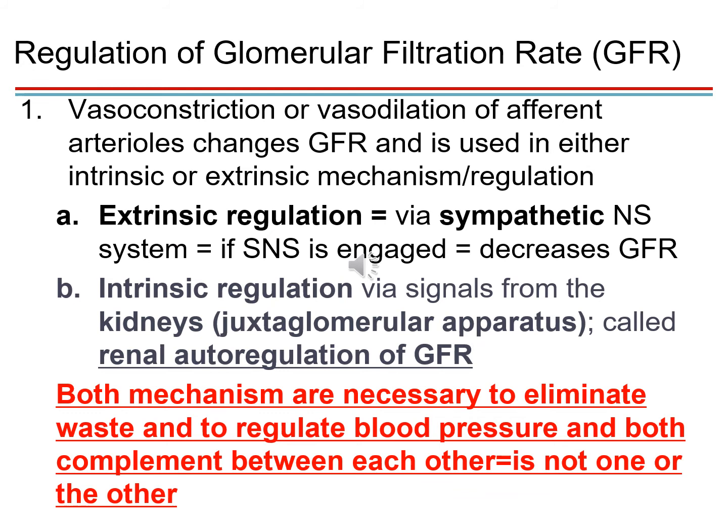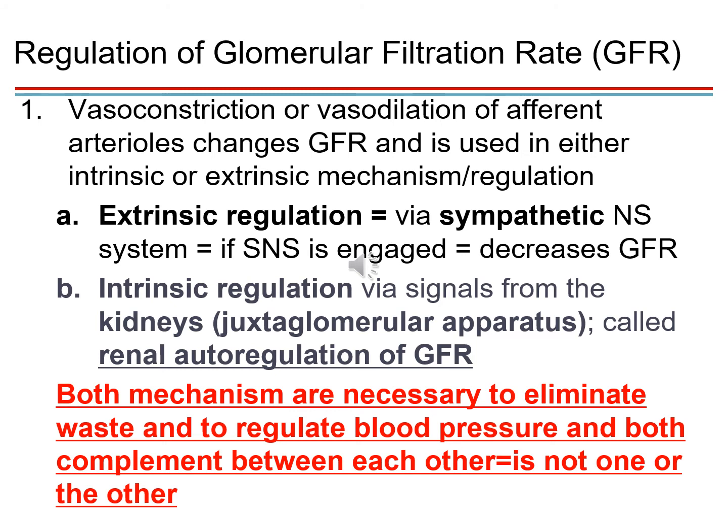How do we regulate our filtration? How do we regulate our glomerular filtration rate? There is only one way that we can regulate the glomerular filtration rate, and it's either by vasoconstriction or vasodilation of the afferent arteriole that originates the glomerulus. Only by vasoconstriction or vasodilation.